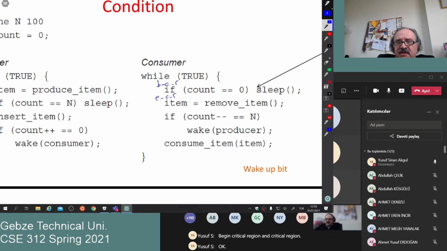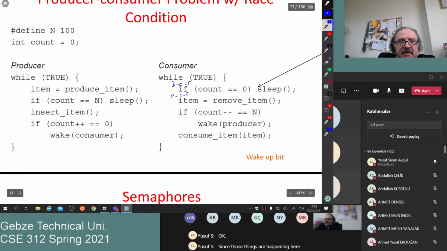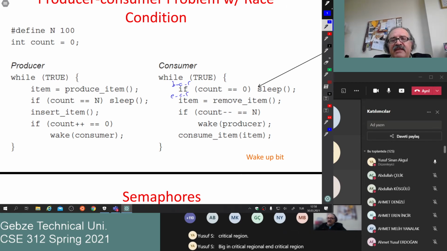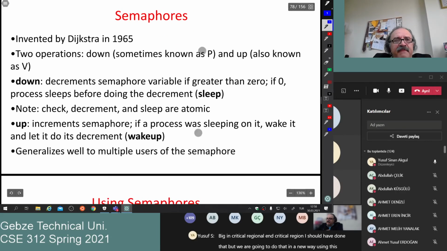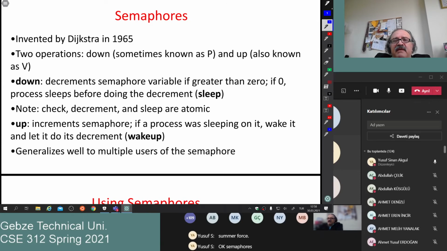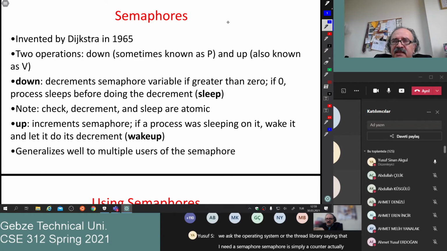Again, the begin critical region and end critical region, I should have done that, but we are going to do that in a new way using semaphores. Semaphores were invented in 1965. There are two operations, up and down, and we get help from the hardware and the operating system. So we ask the operating system or the thread library for a semaphore. A semaphore is simply a counter, just like an integer s.